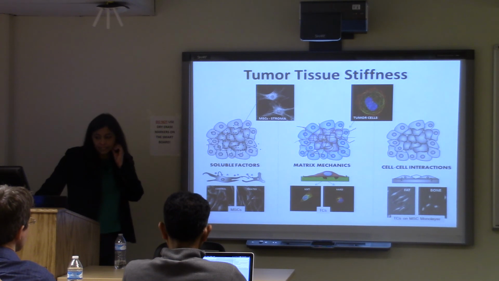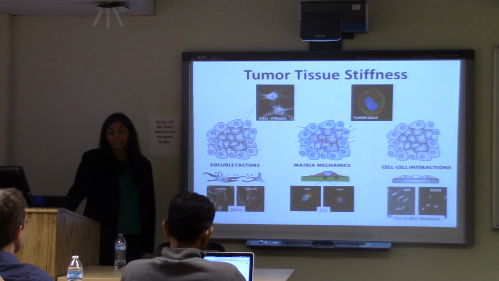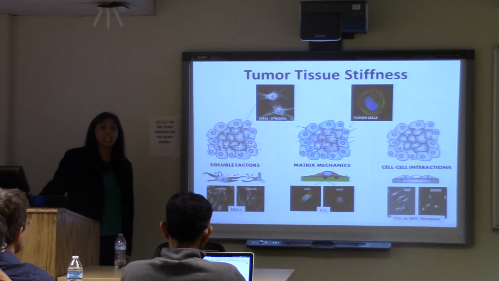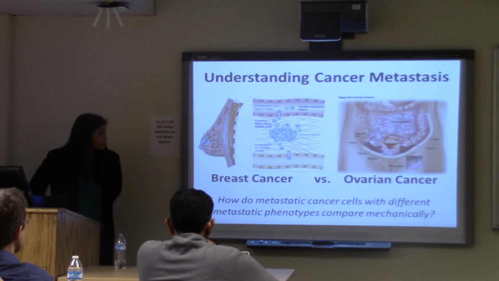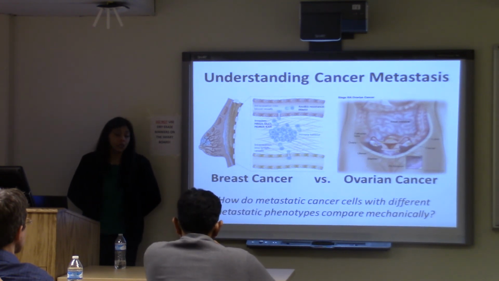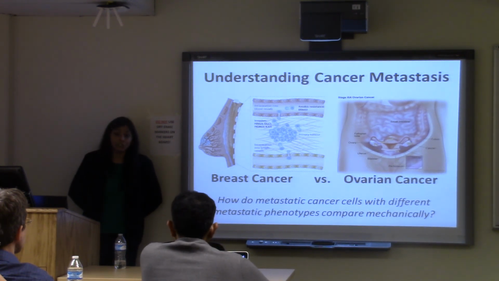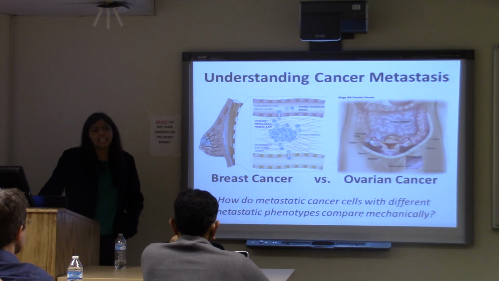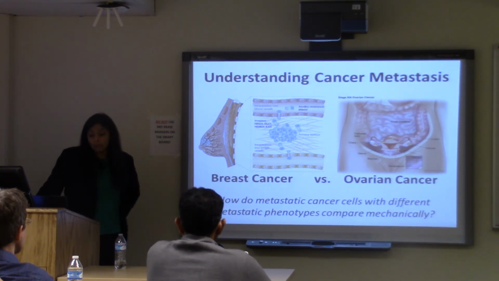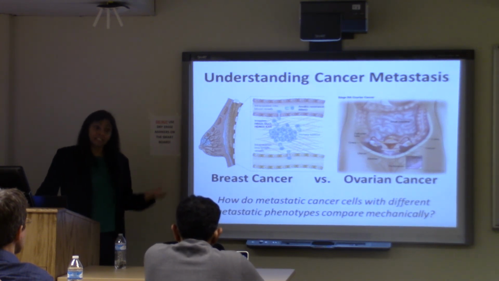So the next set of studies I'd like to tell you about are related to how cancer cells respond to changes in the stiffness of their environment. And we've done a lot of work looking at breast and ovarian cancer, which are two types of cancers that specifically affect women. And a lot of my research is really focused on women's health, and that has just been an area that I've gravitated towards naturally. And one of the questions we have is, how do metastatic cancer cells with these very different behaviors respond to changes in the mechanics of their environment?